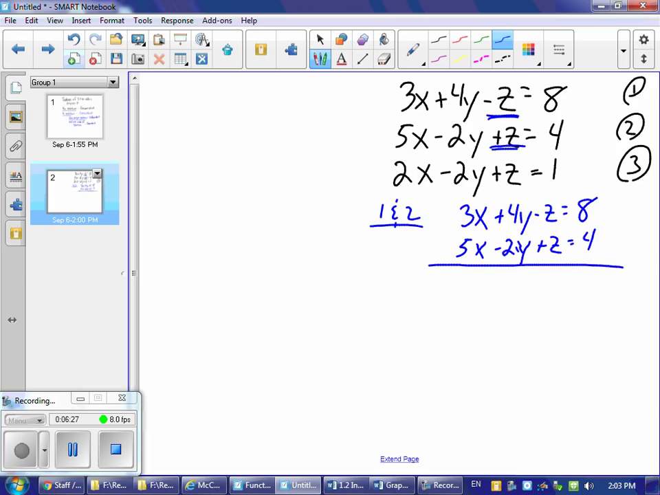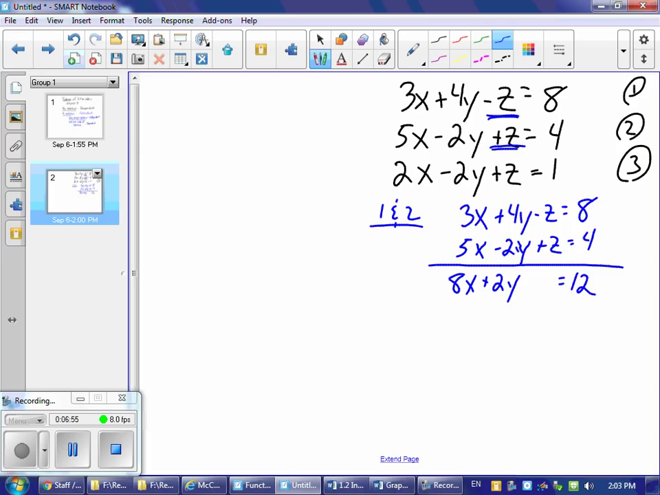And when I do that, I'm going to get, let's see, 3x and 5x is 8x, 4y and negative 2y is 4 minus 2, so that's going to be plus 2y. And then the negative z and the positive z go away. That's going to be 0. And then I have to remember the right side, which is 8 plus 4 is 12. Well, what you should see is that still leaves us with a combination of two variables and two unknowns. I can't really solve for x or y just yet.